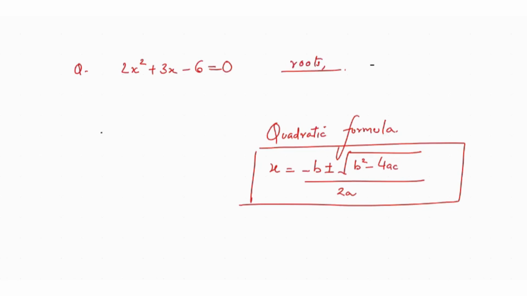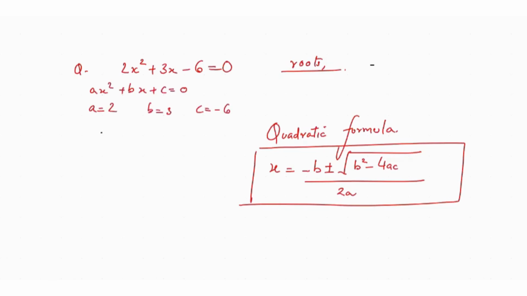First of all, the very first step is you will have to compare this with the equation ax square plus bx plus c equal to 0. So what will be a here? 2. B will be 3 and c is going to be minus 6. Now you have to get the value of x.